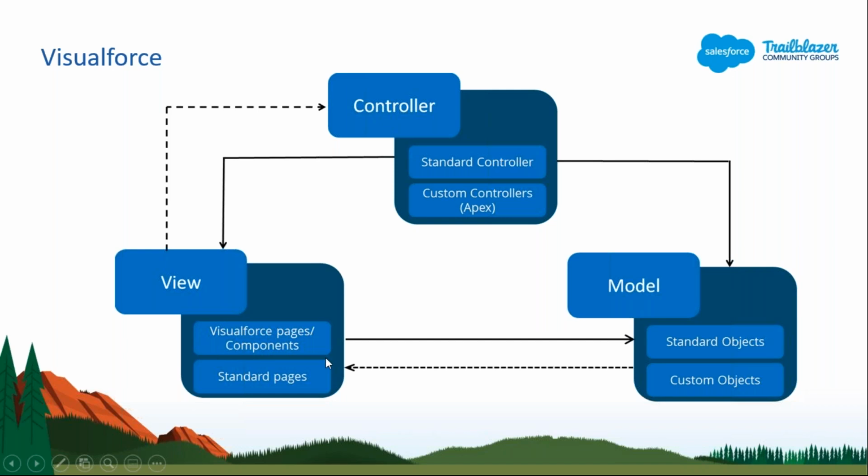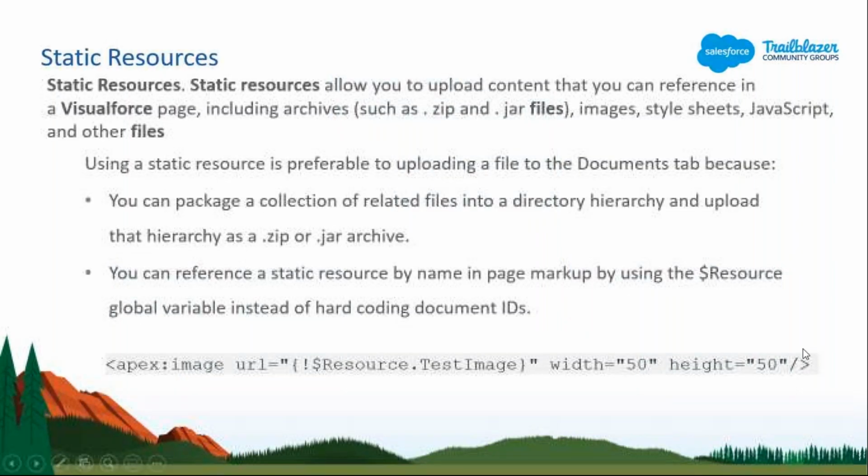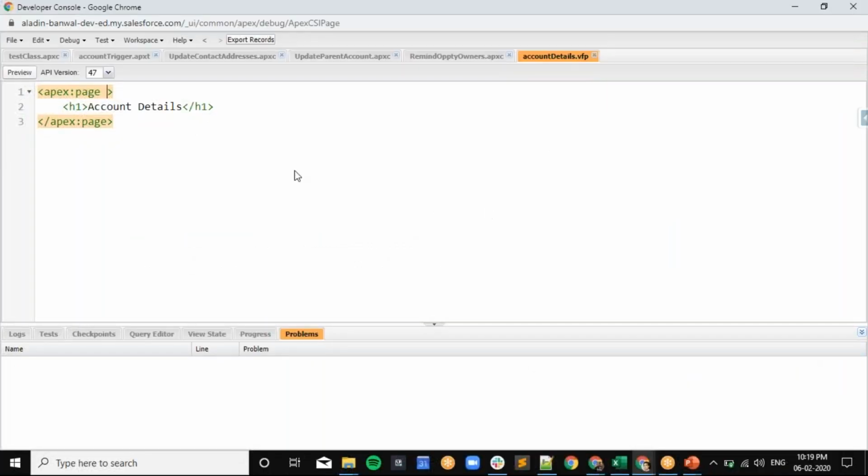View is nothing but your Visualforce pages, standard pages or components. Controllers are usually your Apex controller, Apex classes, standard or custom controller. Model is nothing but your object model, which is available in your database, like standard objects or custom objects, like account, contact, and anything else. So let me go first, and we'll use the standard controller over here.